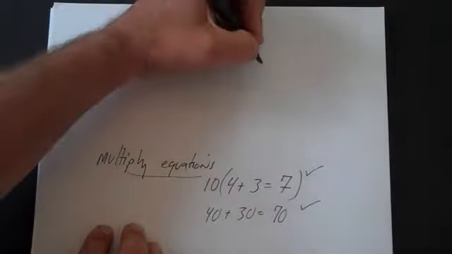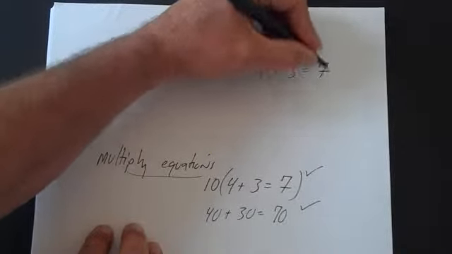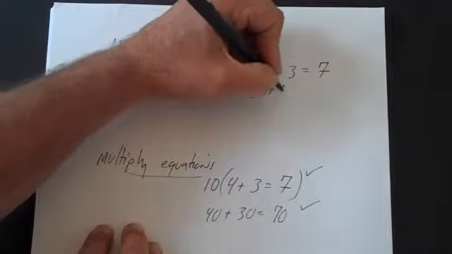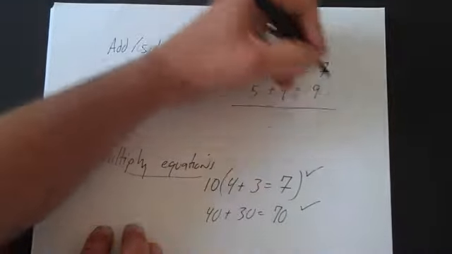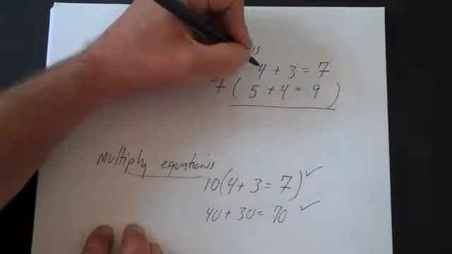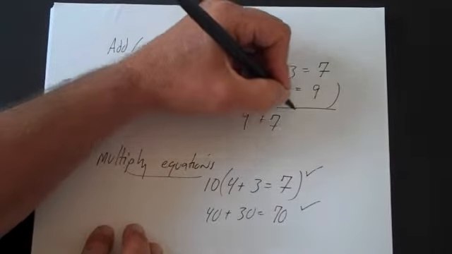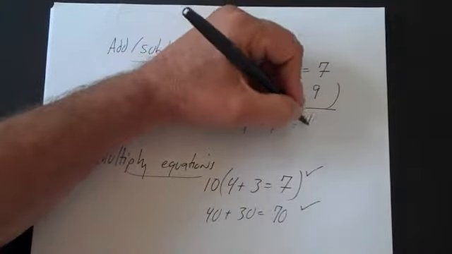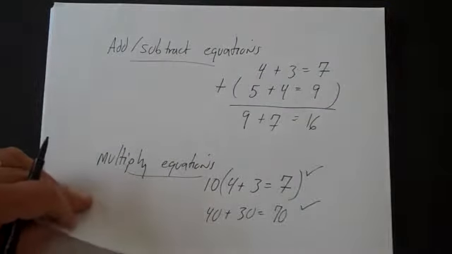It also works when you add and subtract equations, so let's do 4 plus 3 is 7 again, and let's also do 5 plus 4 is equal to 9. Both of those are true. So let's add those two equations. So 4 plus 5 is 9, and 3 plus 4 is 7, and 9 plus 7 is 16. So it has to be true. And we're going to use that to solve a system of linear equations.